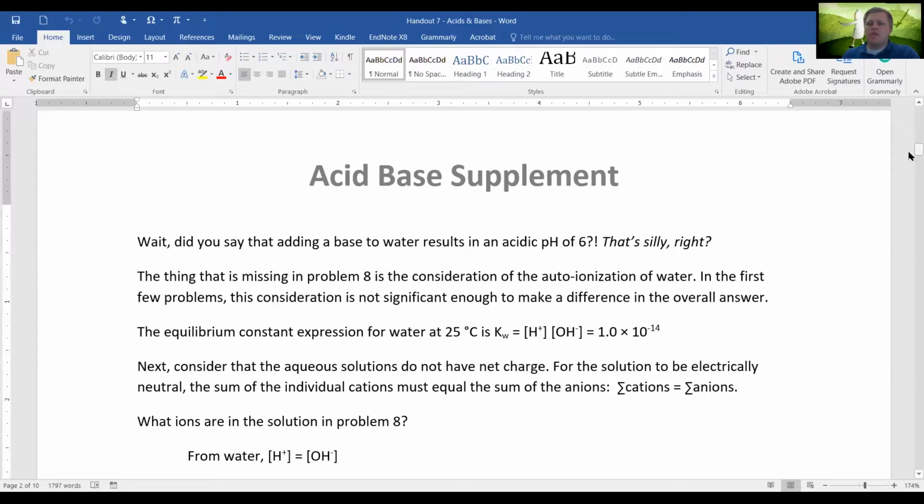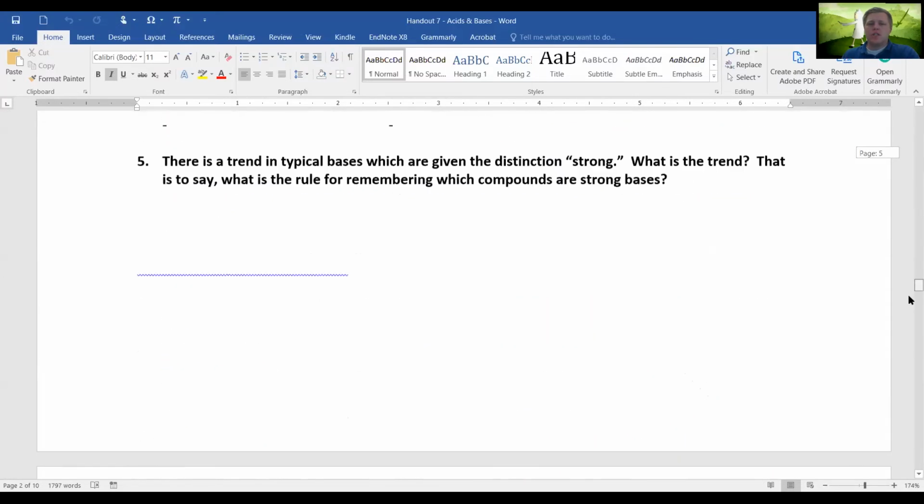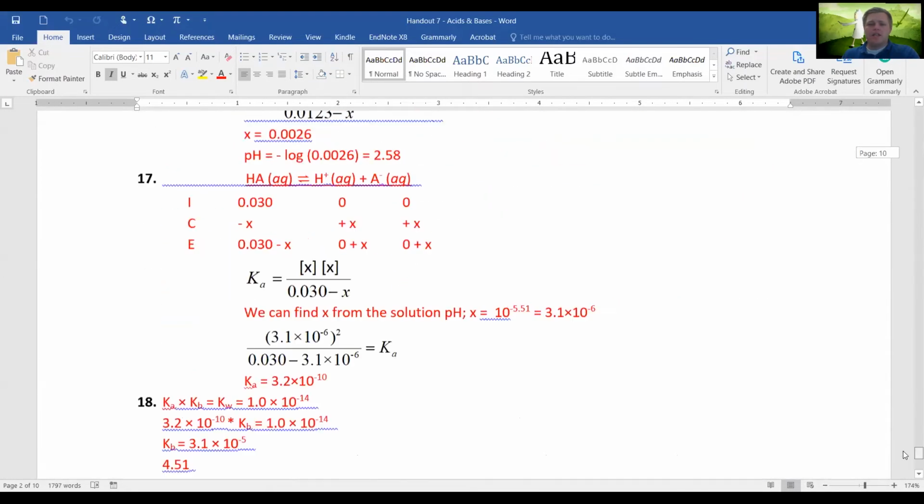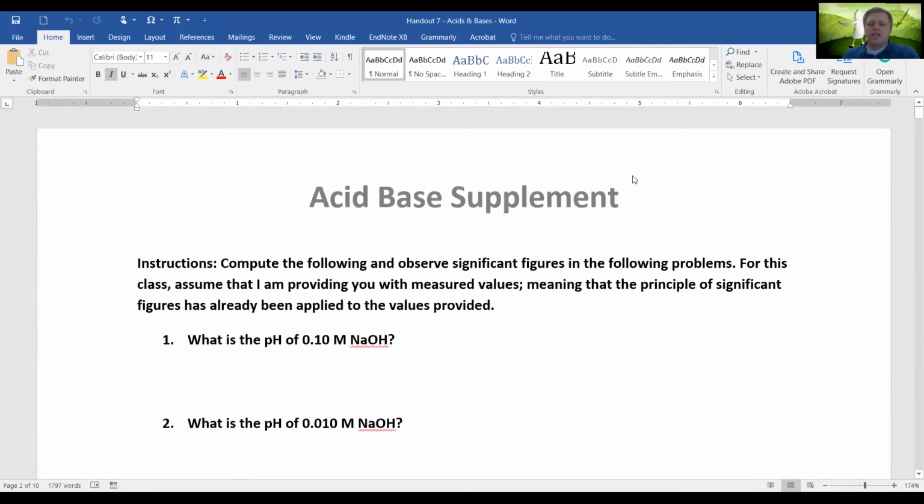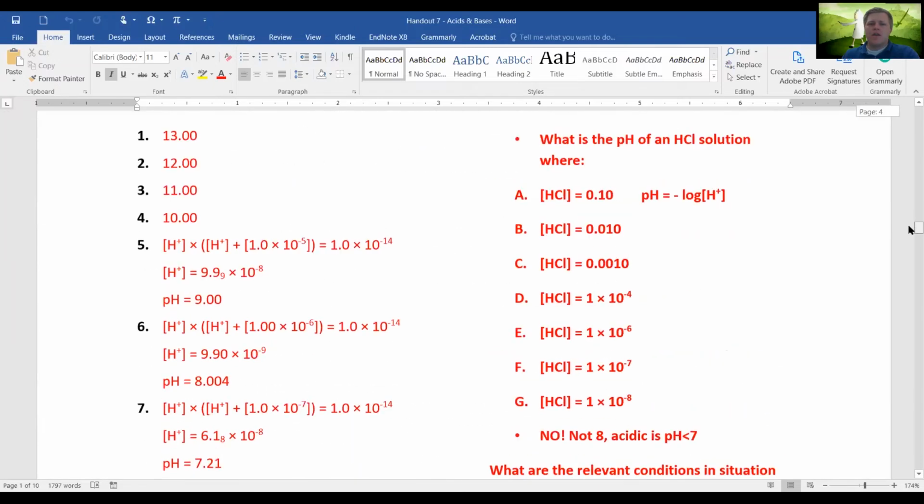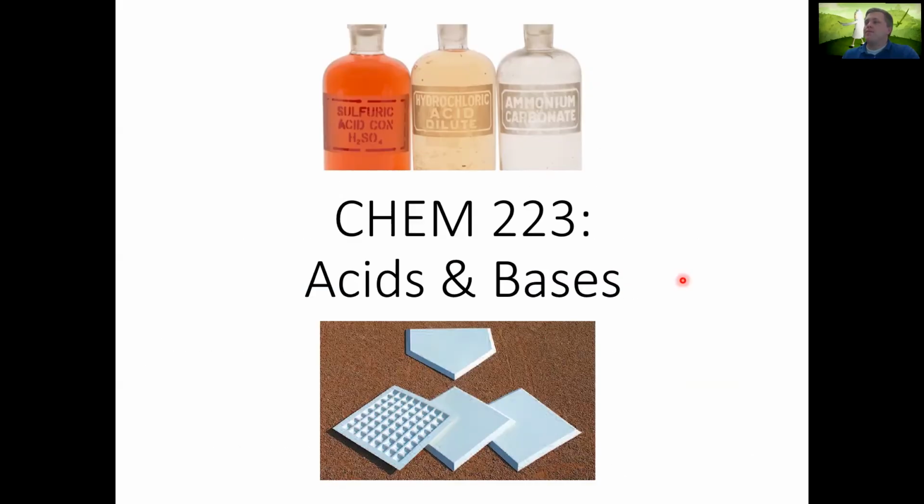You will need to work through this whole handout. This one's actually a bit longer, so it's about 10 pages in total, including the answer keys. There's a first section, an acid-base supplement, and then down here, there is an acid-base review sheet that you will need to go through as well.